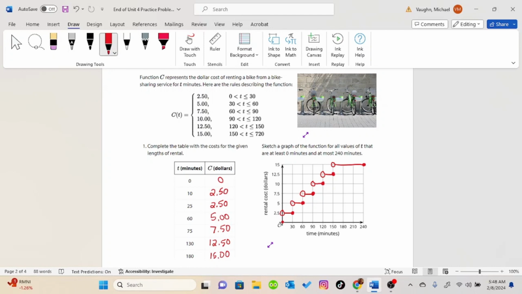This is how you can fill out a table with the y values using the piecewise function when you're given the x values. And this is also how you can draw this piecewise step function. You use an empty point when that value is not included. You use a solid point when that value is included.